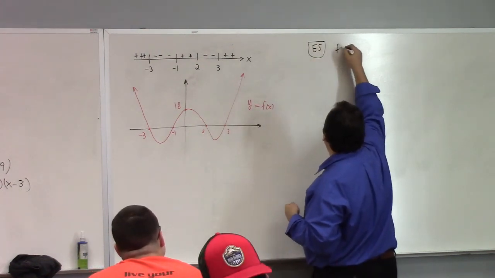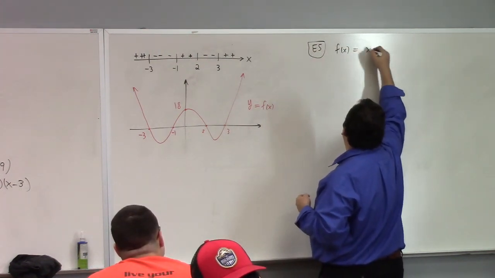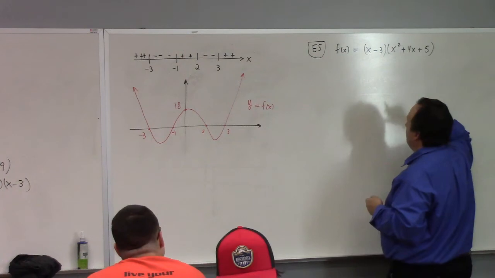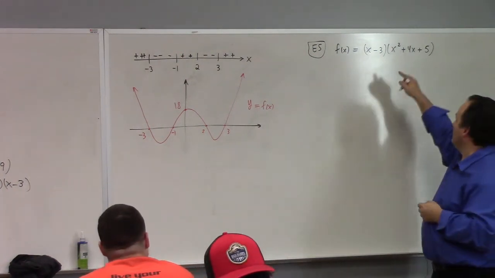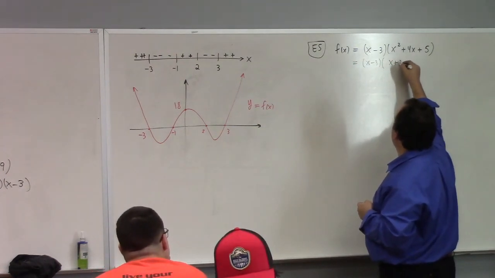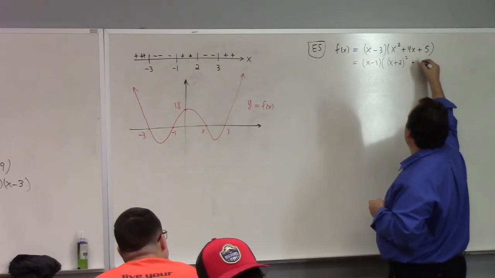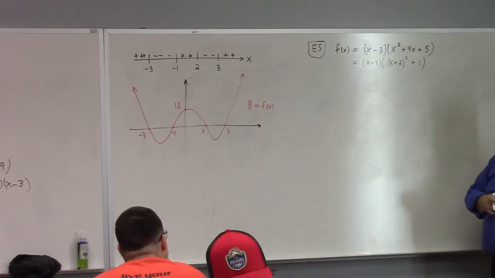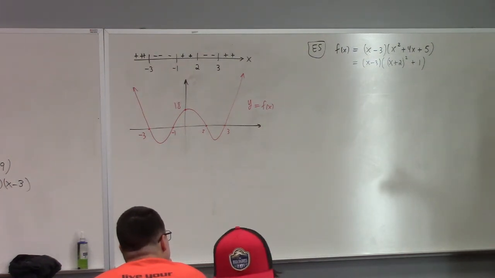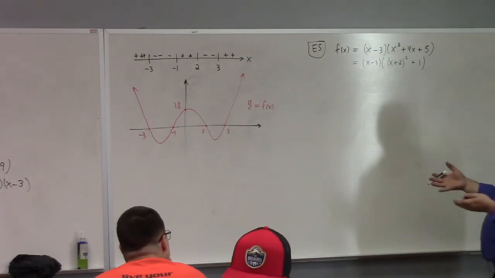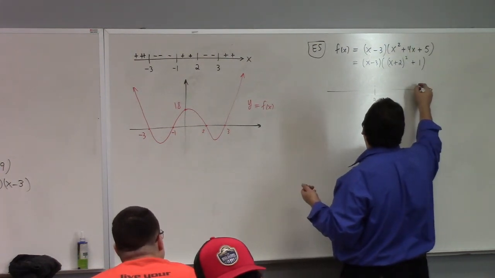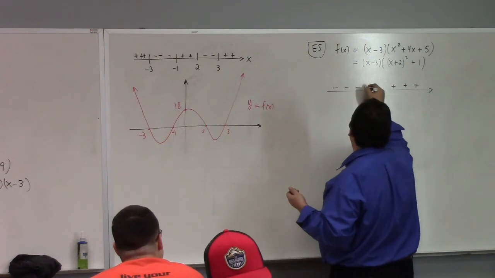What if you had f of x equal to x minus 3 times x squared plus 4x plus 5? See, this quadratic is x plus 2 quantity squared, plus 1, if you complete the square. So that one is never 0. So this cubic actually only has one interesting x-intercept, namely 3. So 3 is your intercept, and you're going to be pluses over here, minuses over there.